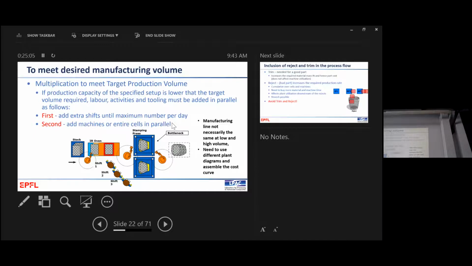So the manufacturing line you have at low volume isn't necessarily the same line you have at high volume. So when you're making a cost volume curve, the first part of the curve may be with one press. The second part of the curve, you redesign your plants, and then you have two presses. Okay, so be careful how you extrapolate with volume on the capex that you have.